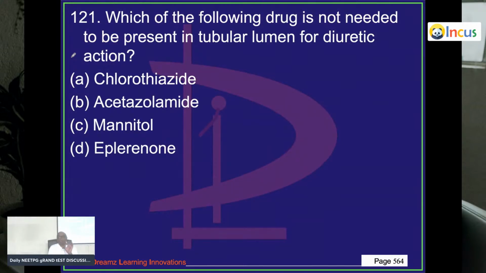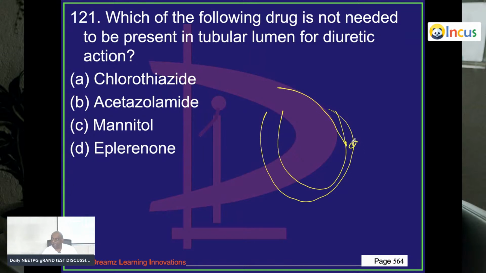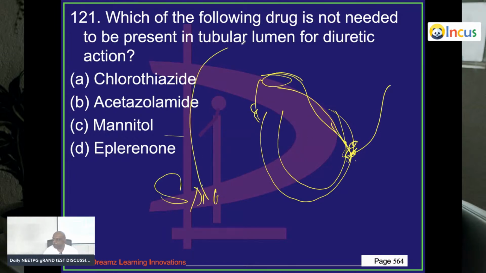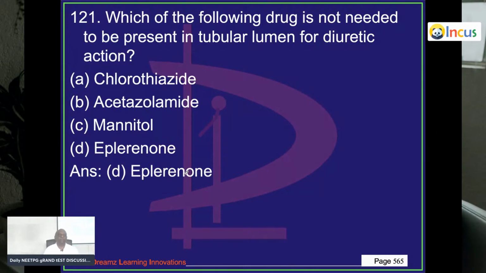Then tubular lumen, for diuretic action. Which drugs don't go to the tubular side? If it needs to go to the tubular side and act, then it needs to be filtered, GFR. If it doesn't need to, then even if GFR is low, you can use it. Spironolactone needs to go in, but eplerenone doesn't need to. That's the point.